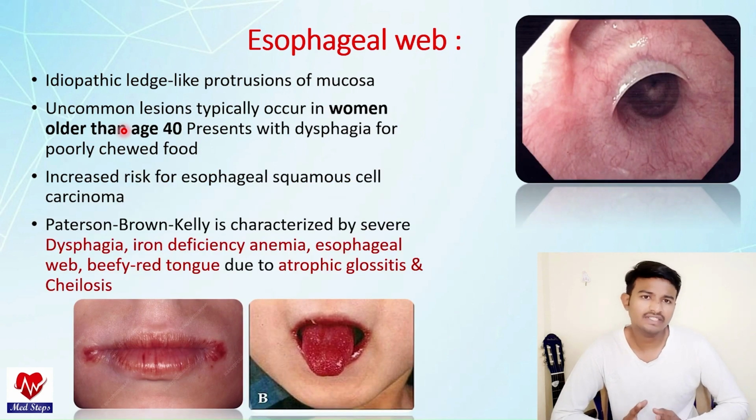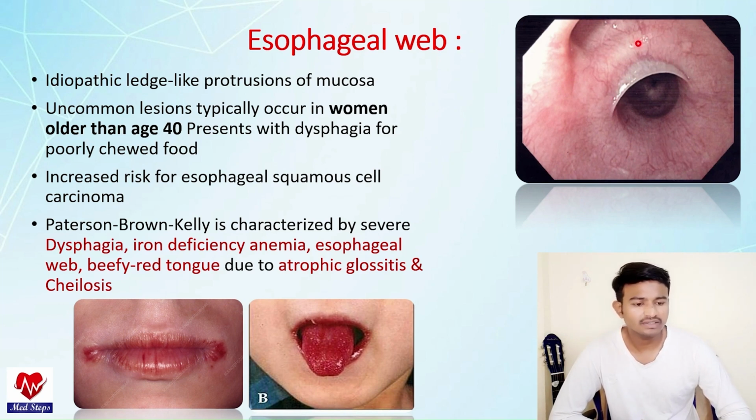Next, esophageal web. In esophageal web, what will happen? One mucosal layer will form in that esophagus area. If you see this picture, you can appreciate one mucosal layer forming. This mucosal layer is called thin protrusions of mucosa. This is idiopathic, unknown cause. It is mainly seen in women older than 40 years. In this disorder, you will observe dysphagia and poorly chewed food.